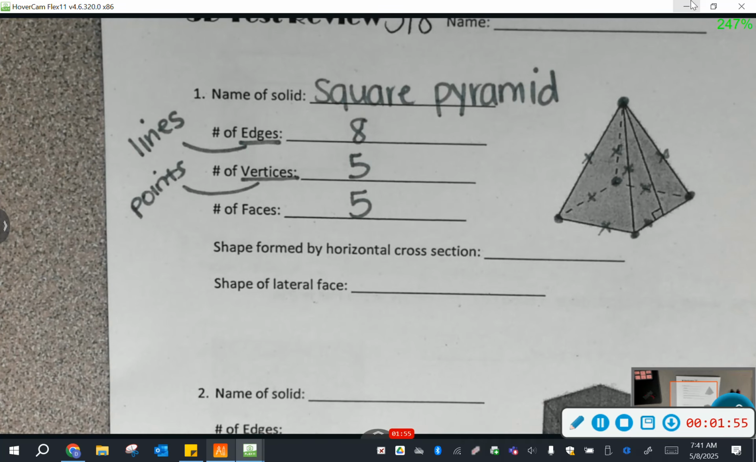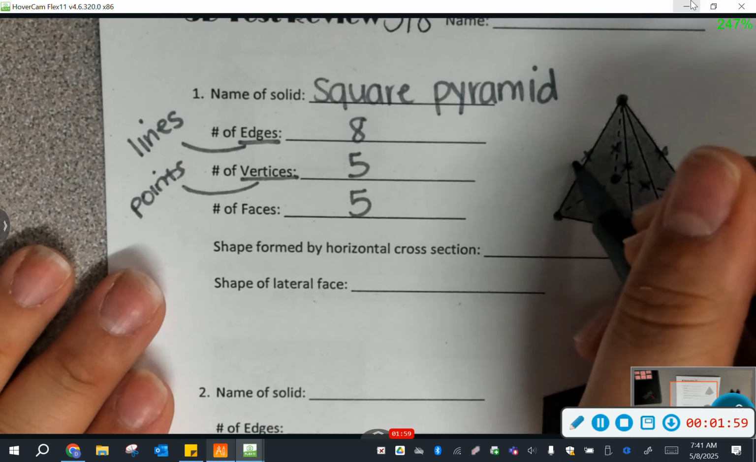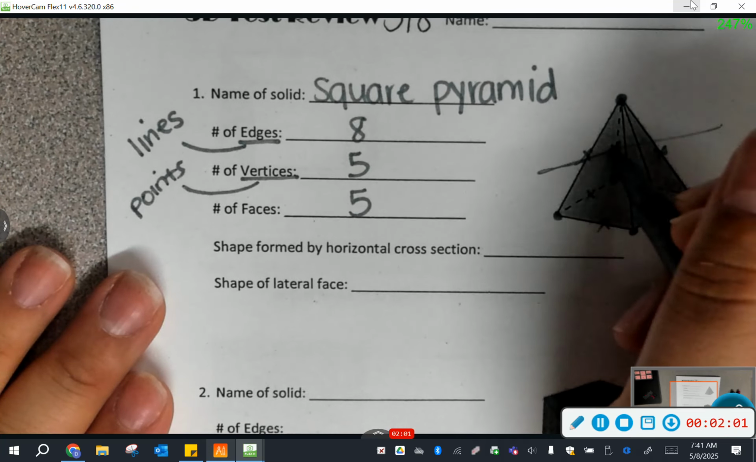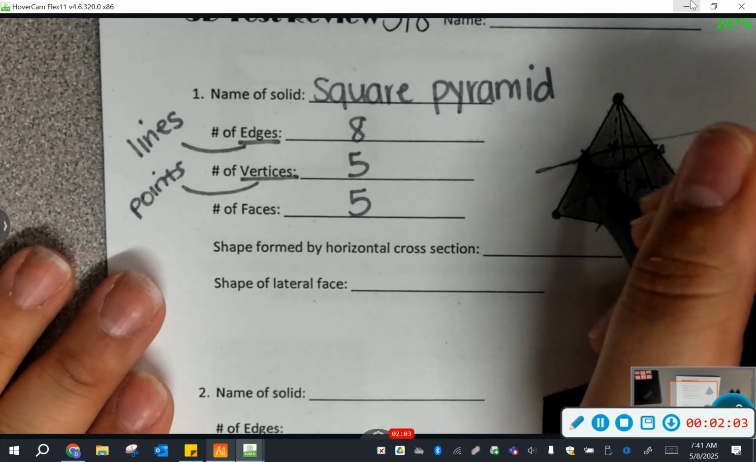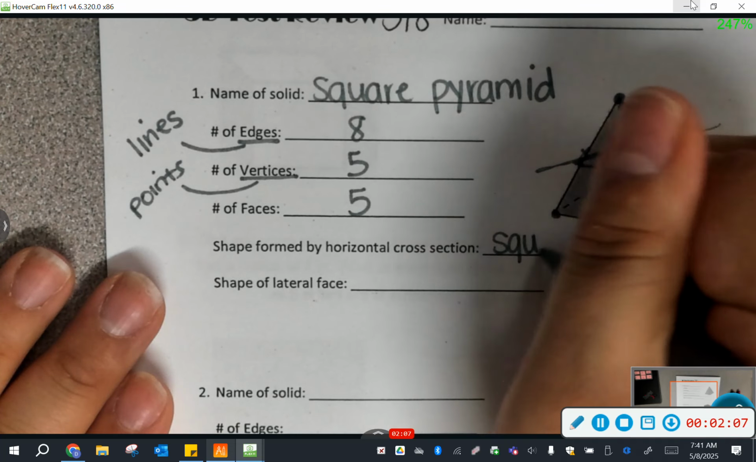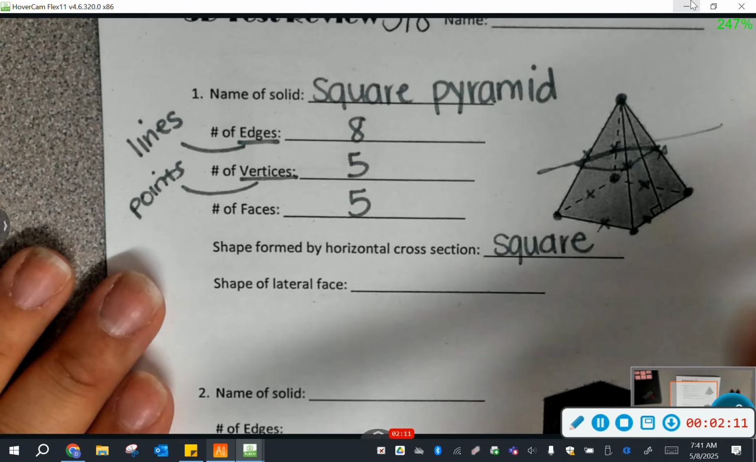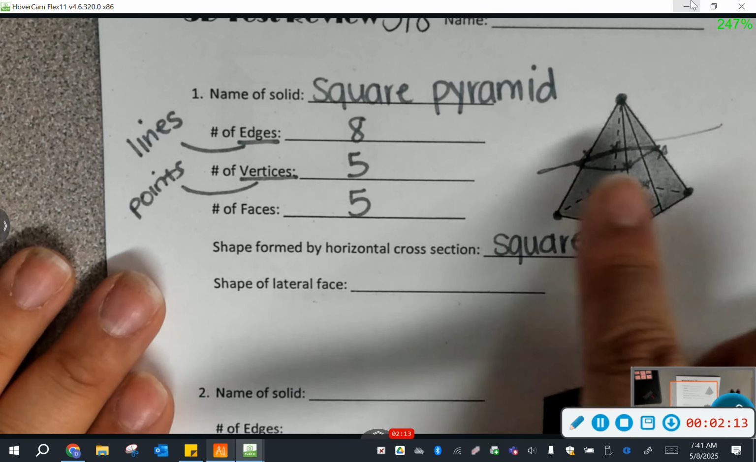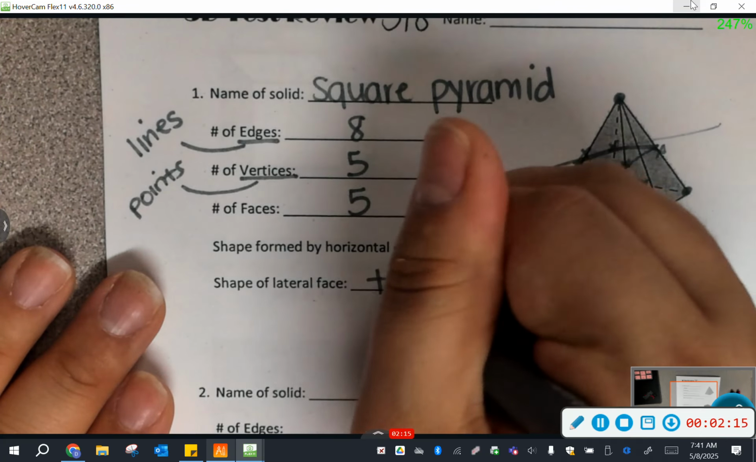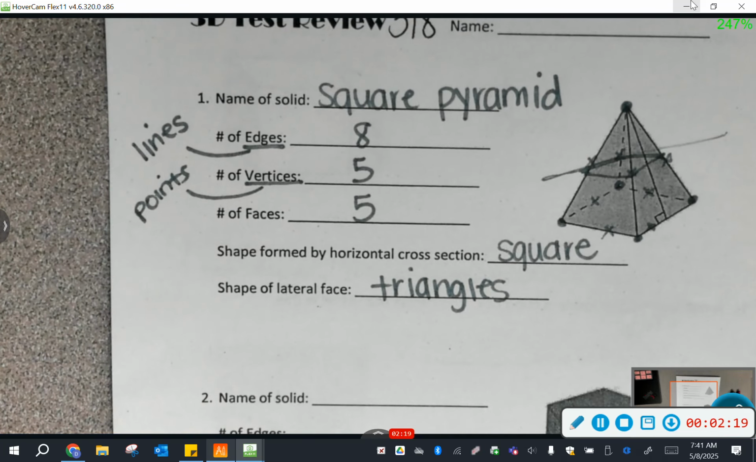Okay? The shape formed by a horizontal cross-section, meaning if I slice this right here, what shape will I get? A square. And what is the shape of the lateral faces? The shapes around are triangles. Okay.